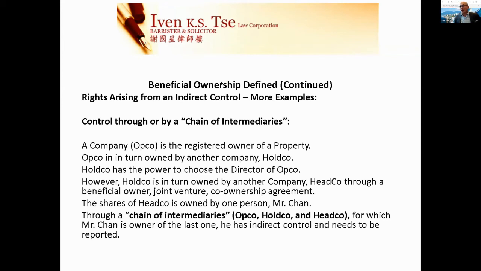So we have a beneficial owner through a bare trust agreement saying someone else really owns something, but they're just not registered. Shares of HoldCo are owned by one person, Mr. Chen. I'm just saying that. I don't mean you, Mr. Chen. I know there's a Mr. Chen out there. Okay, he is part of this relationship here. So you have to report this whole chain of intermediaries to find out who is really in control.